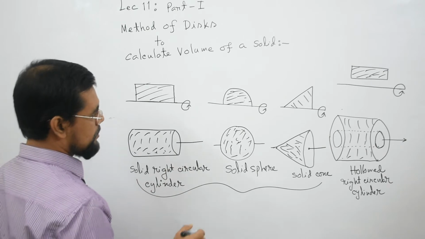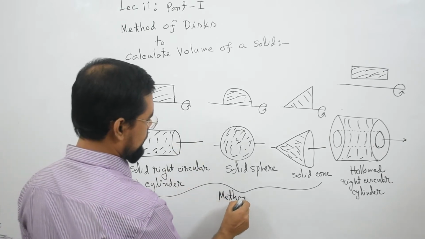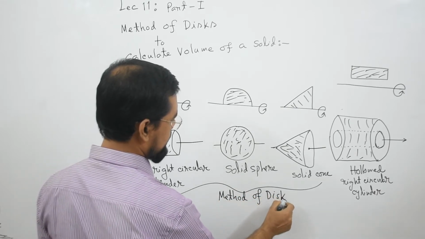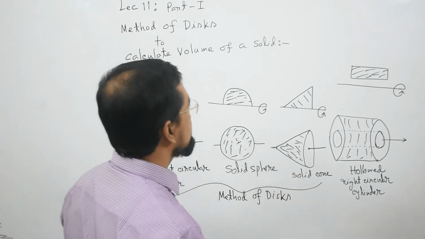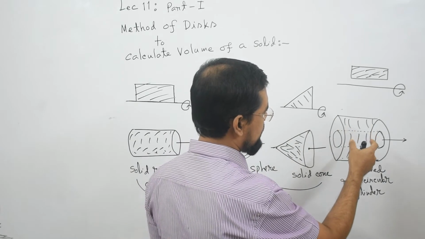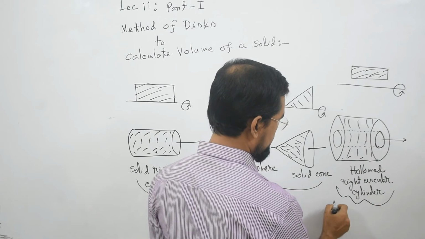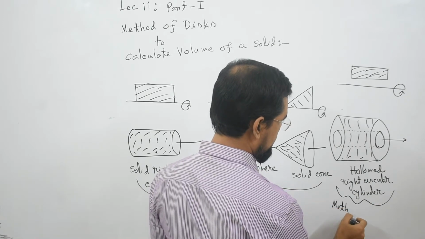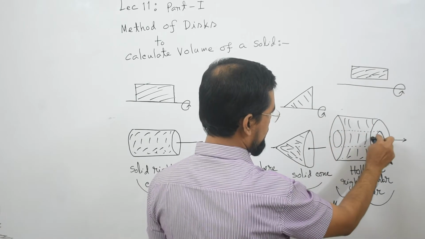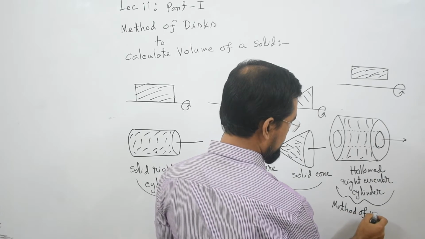In this case, you need to use method of disk to calculate volume. And if there is some empty interior inside the solid, in that case you need to use method of washers to calculate its volume, because you need to subtract the volume of this empty interior. So it is called method of washers.